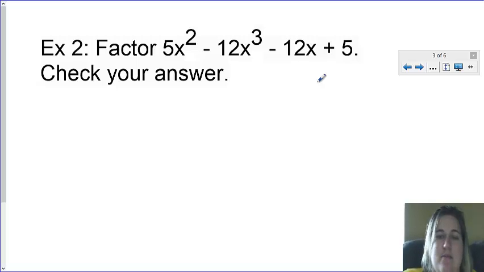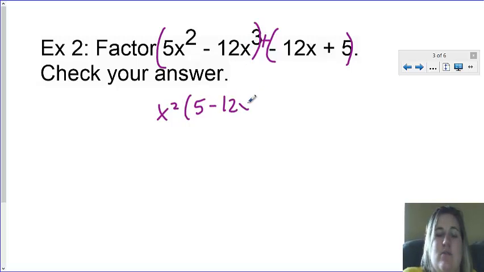This one, same exact thing. I'm going to start by grouping my first two and grouping my last two. Now remember, I can't leave this as just parentheses because it looks like I'm multiplying that way, and I'm not. I've got to put that plus between. It doesn't change my value. So I'm going to factor whatever I can out of both of these. There's not a number that divides into both evenly, but I can take out an x squared from both terms. That leaves me with 5 in the first term minus 12. X to the third, take out x to the second, I'm left with x.